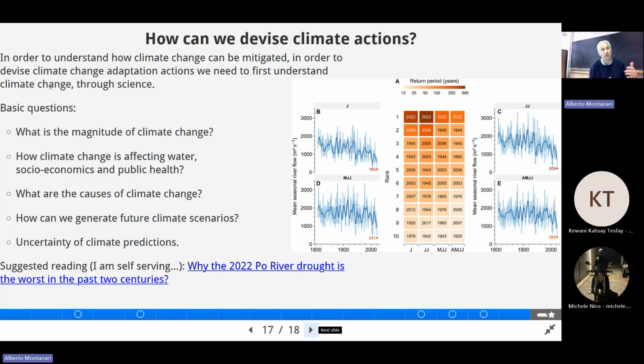And keep in mind that the Po River is providing water to about 1/3 of Italy. The Po River Valley is about 1/3 of Italy. And it's not only the water that we use in the north of Italy that comes from the Po River; it also comes from groundwater, but still groundwater is fed by the Po River.